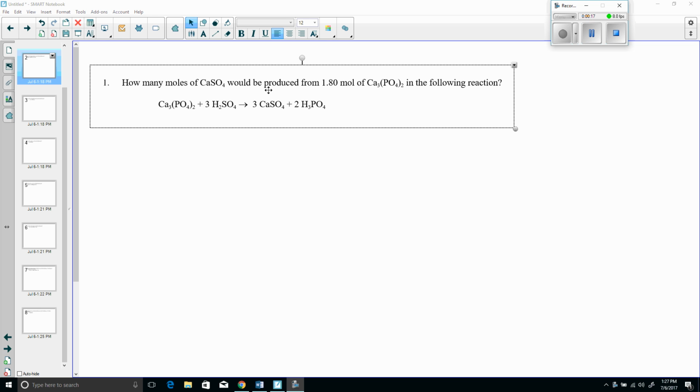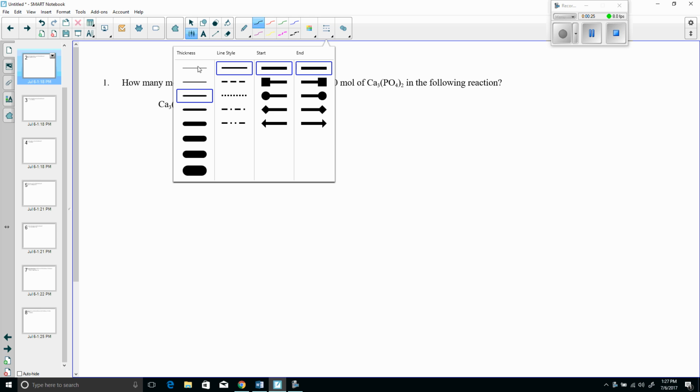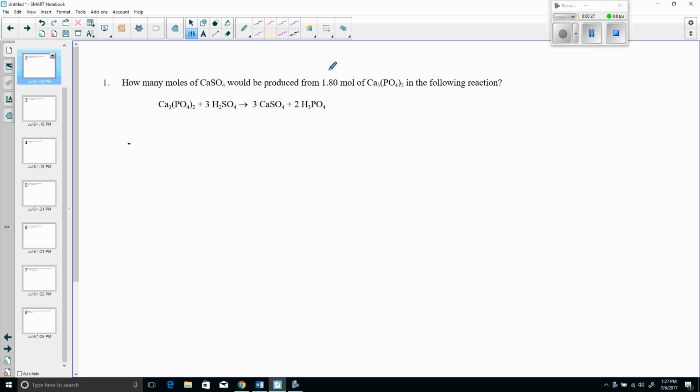So how many moles of calcium sulfate would be produced if we were to have 1.8 moles of this calcium phosphate in the following reaction. So what we have to look at is the ratio of calcium phosphate to calcium sulfate. And we can clearly see that 1 mole of calcium phosphate would produce 3 moles of calcium sulfate.